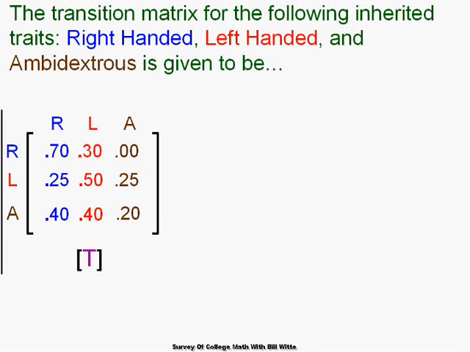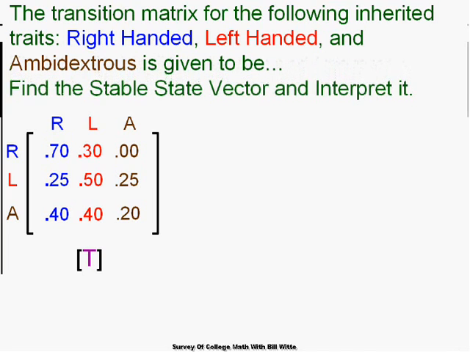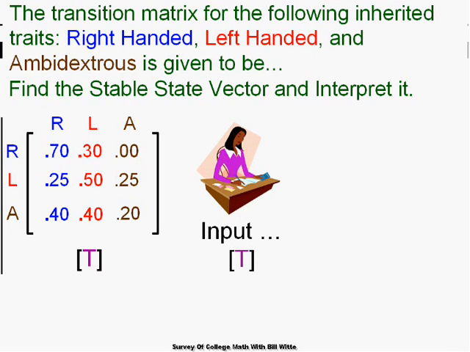For instance, 70% of the people that are right-handed, their children are right-handed. Of the people that are right-handed, 0%, as you can see, usually 0% are ambidextrous. That's pretty weird, huh? So, let's use this transition matrix to find the stable state vector, and then we'll interpret what the meaning is. Okay, I'm going to do it for you. See if you can do it with me. Let's input this matrix. Okay?